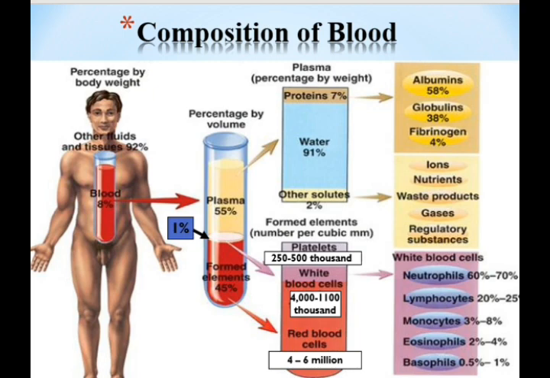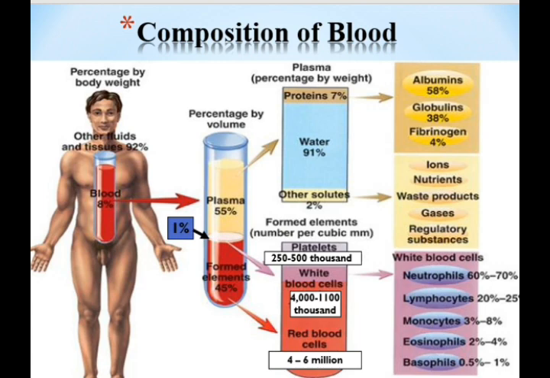So blood is 8% of your body, and within the blood 55% will be plasma and 45% will be formed elements. Within the plasma, 91% will be water, and the others will be proteins and other solutes. Within the protein you have albumins, globulins and fibrinogens. For other solutes, we have ions, nutrients, waste products, gases, and regulatory substances.